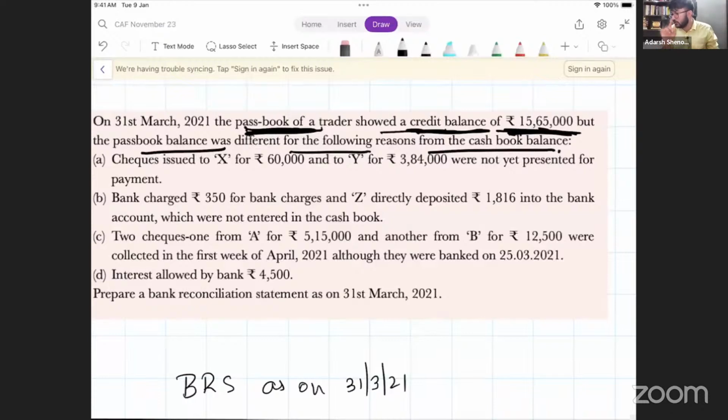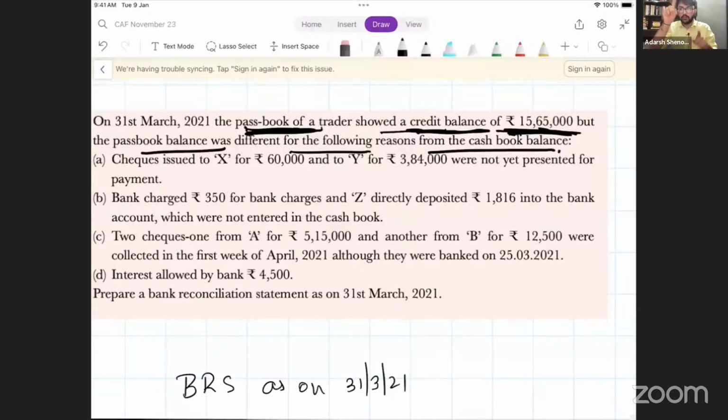Did I increase it or did I decrease the balance? I have decreased the cash book balance, right? I have reduced the cash book balance because I issued the check. The passbook entry is not yet made. That's why it's causing a difference. So now what should I do? I have to match the two balances.